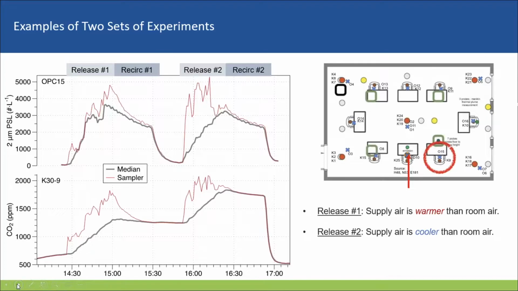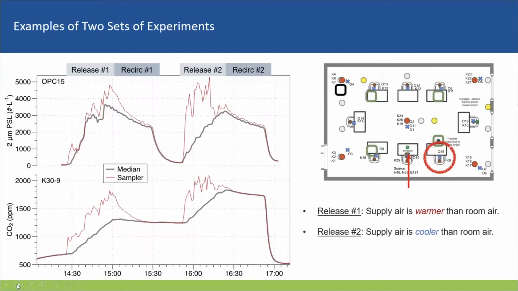For a typical experiment, we first flush the room for lower CO2 and particle concentration as a baseline, and then we release particles and CO2 continuously for about 30 minutes. Then we stop the release and let the HVAC system recirculate the room air without a filter for 30 minutes, and then we turn on the portable air cleaner for 30 minutes to flush the room, and we repeat the release and flush periods.